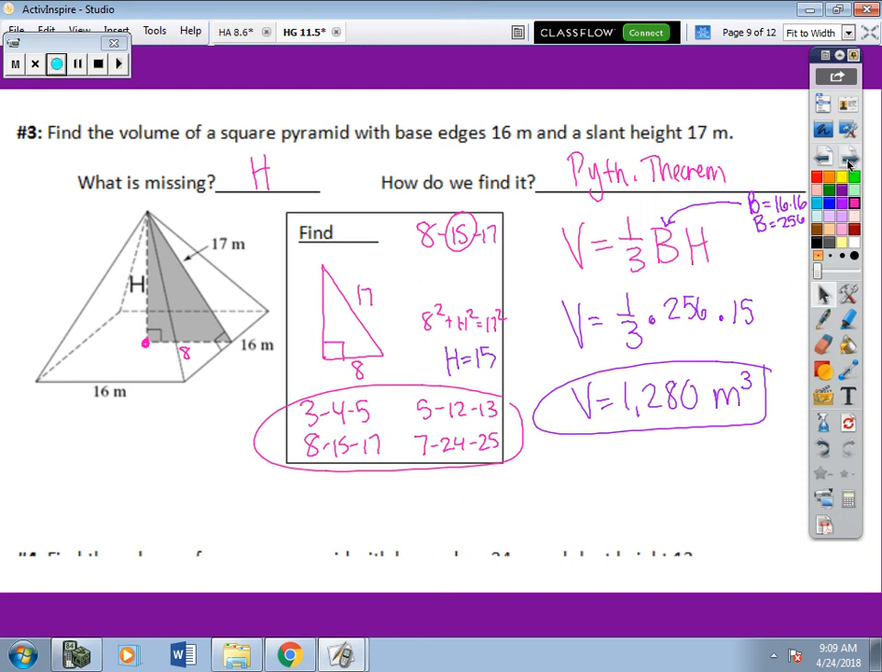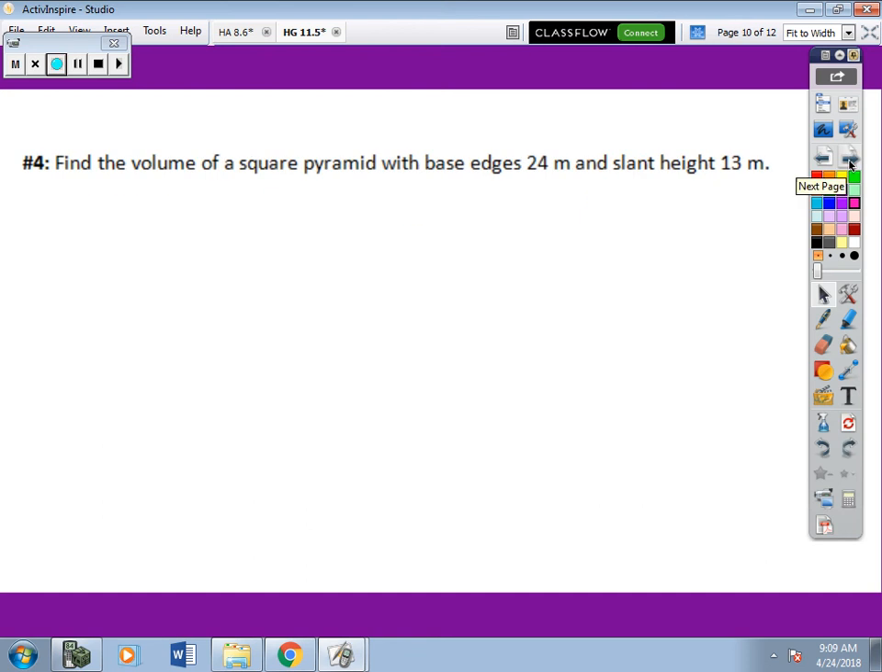Next one doesn't give us a picture, they just give us a description. Find the volume of a square pyramid with base edge of 24 and a slant height of 13. So again, personally, my square pyramids are going to look awful. You'd be better off just looking at the picture from the last example and imagining different numbers. I usually draw the base of it, which is a square. And the square has edges of 24 by 24. And then I just imagine the pyramid coming out of the paper, because I can't draw three-dimensional pyramids.